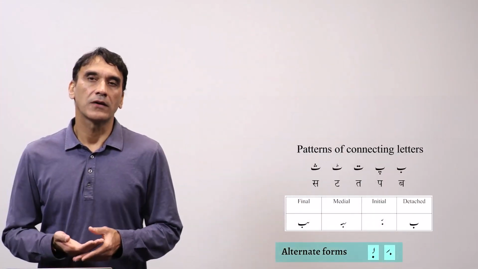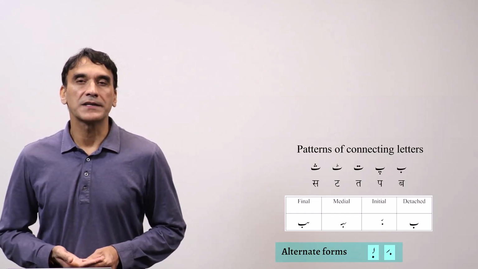Let's now take all the words together. The first one was ab, where the letter Be was detached. The second word was par, where Pe takes the initial form. The third word mutter had Te in the middle, and the last two words jab and sab had Be as the final letters.